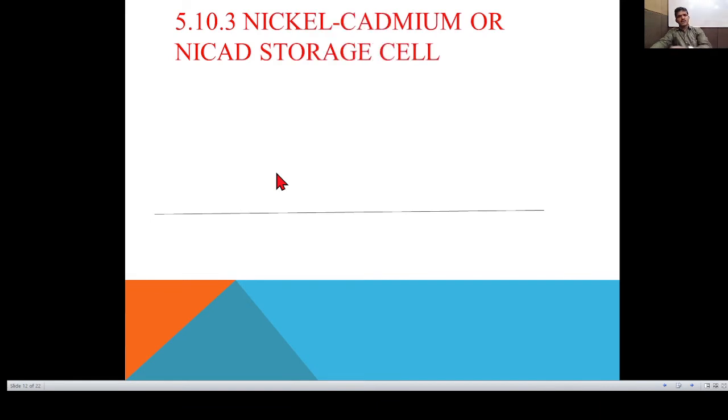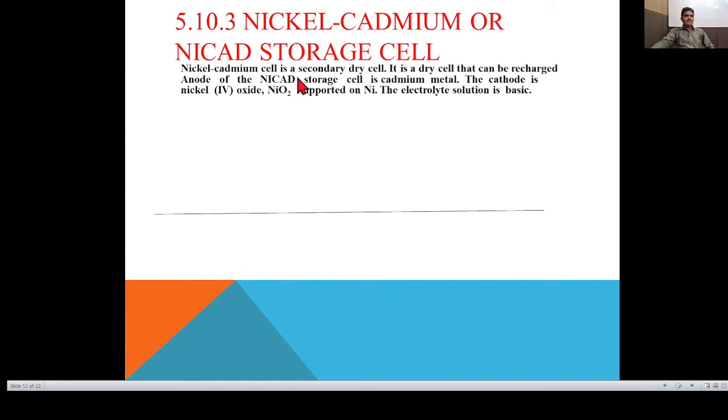Then next, the secondary dry cell. It is the nickel cadmium or nickel storage cell. The nickel cadmium cell is a secondary dry cell. It is a dry cell that can be recharged. The anode of the nickel cadmium storage cell is cadmium metal. The cathode is nickel(IV) oxide, NiO2, supported on nickel. The electrolytic solution is basic.